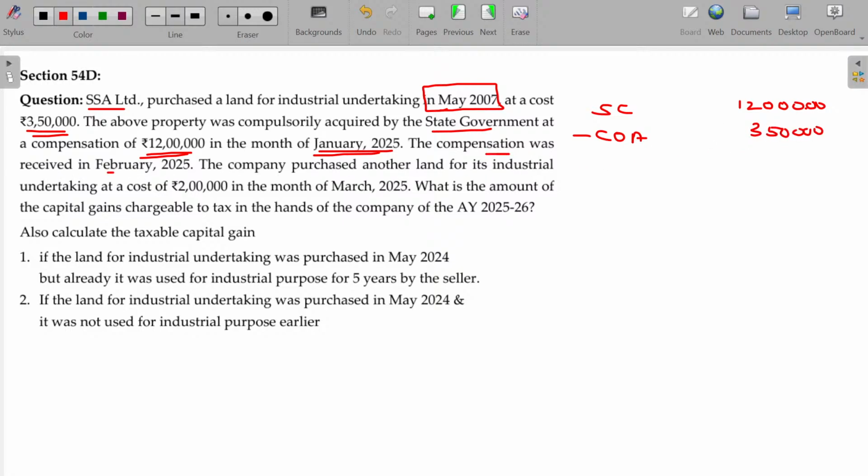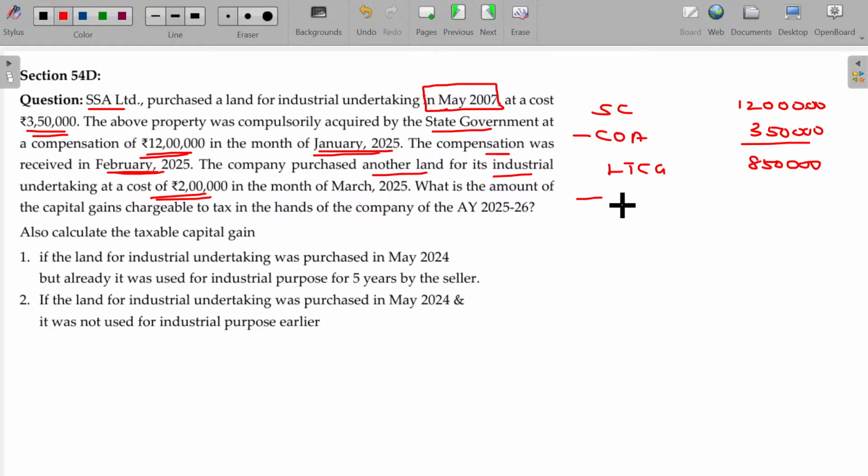The compensation was received in February 2025 and the company purchased another land for its industrial undertaking at a cost of rupees 2 lakhs. Anyhow, you can subtract this. What's the value you are getting? Long-term capital gain in this case being 8,50,000 rupees.